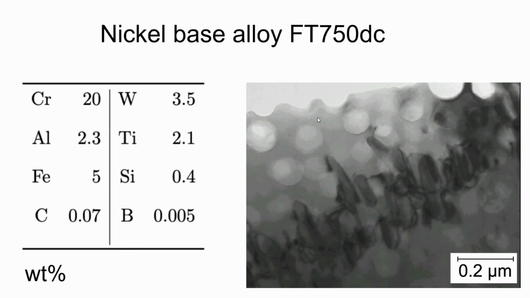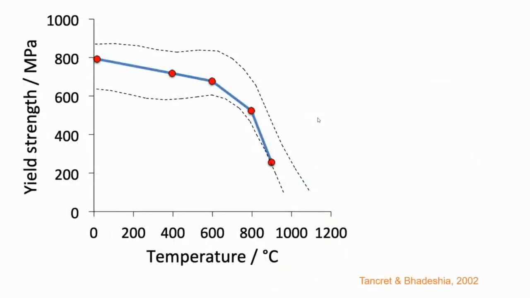And we call this alloy FT750DC. Now, FT is after Frank Tonkre, who was my postdoc, who did the work. 750 is for the steam temperature in centigrade. And DC is dirt cheap. This is designed to be a cheap alloy, which you can make in huge quantities and make a steam turbine.